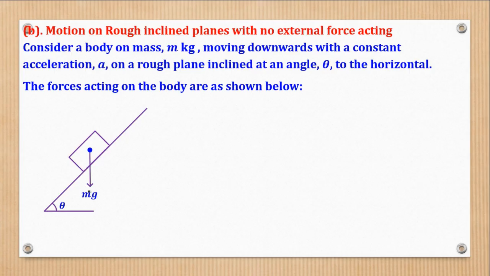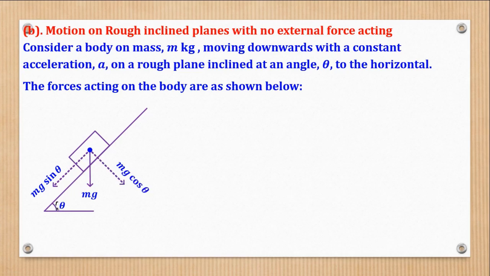Now, this weight can be resolved. Previously, for horizontal planes, we have been resolving vertically and horizontally. Vertically was perpendicular to the plane, horizontally was parallel to the plane. Now here it has to be strictly parallel to the plane and perpendicular to the plane, because the plane is no longer horizontal. So we shall resolve the weight to give mg sine theta. How does it come about? Then this will be mg cos theta.